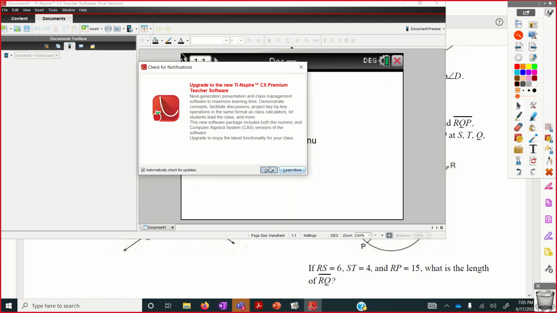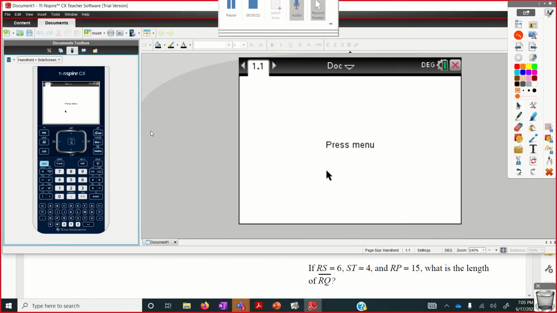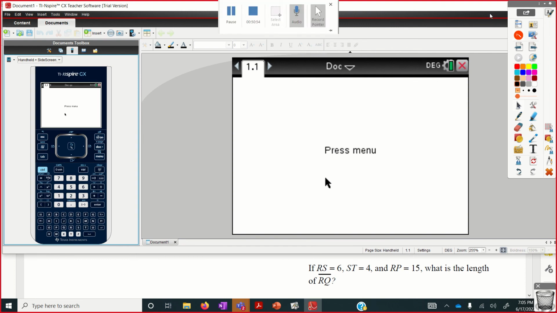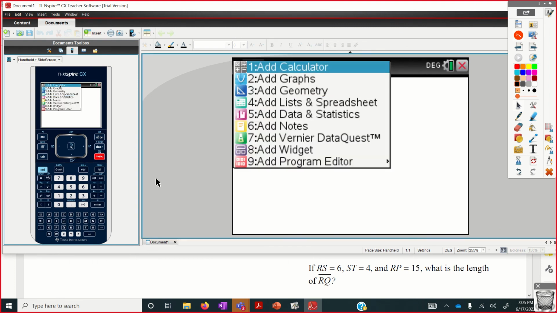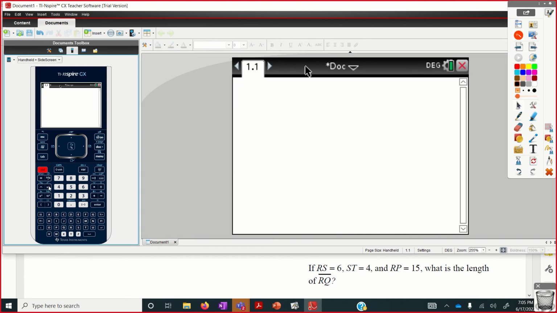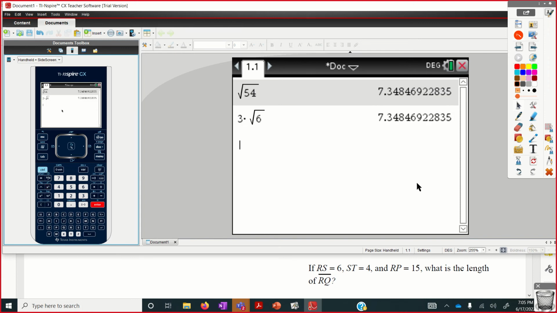And then, like we said before, we got to that square root of 54 question. So menu, calculator, square root 54. Here's 3 squared to 6. And then you see they're the same decimals, so that's how we know we're going to pick that answer.